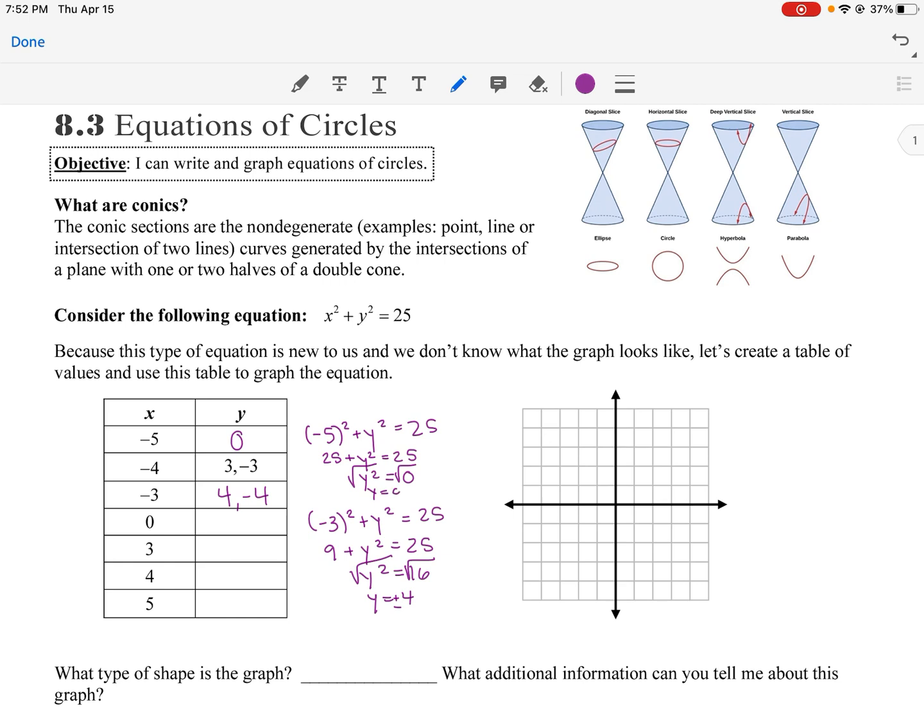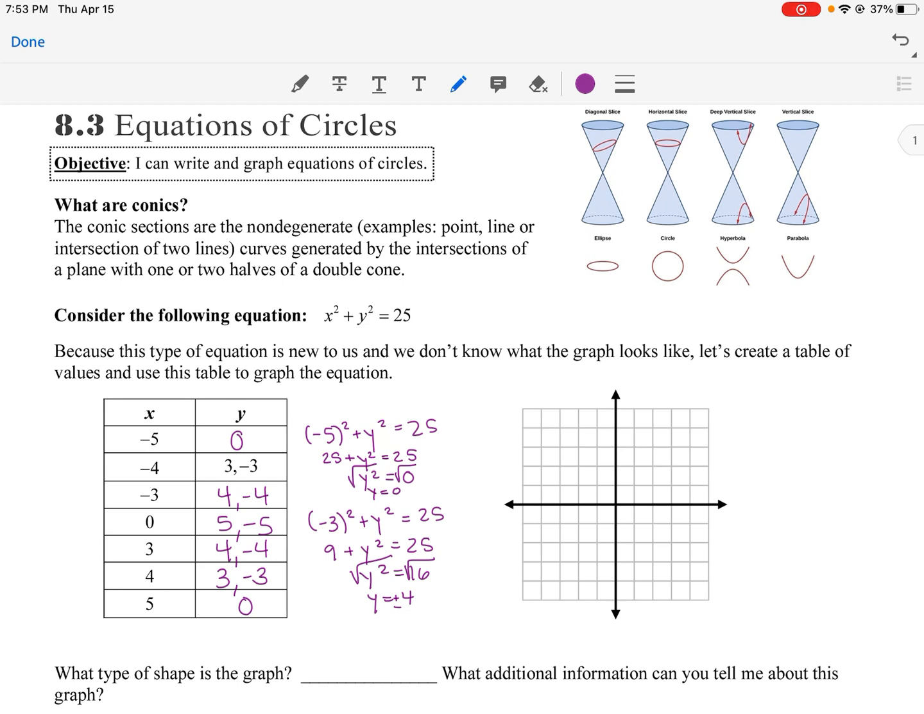And I can continue on here, right? Plugging in 0 for x is kind of similar to this case up here. If you have 0 squared plus y squared equals 25, that's just y squared equals 25. So you have plus or minus 5. And if I continue to plug in these values, feel free to go ahead and do it if you want, we end up with a positive 4 and a negative 4 here, a positive 3 and a negative 3, and 0 as well.